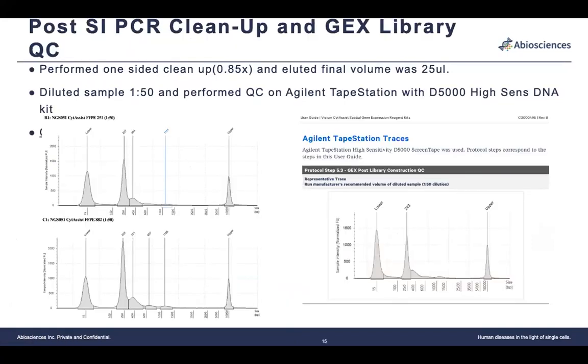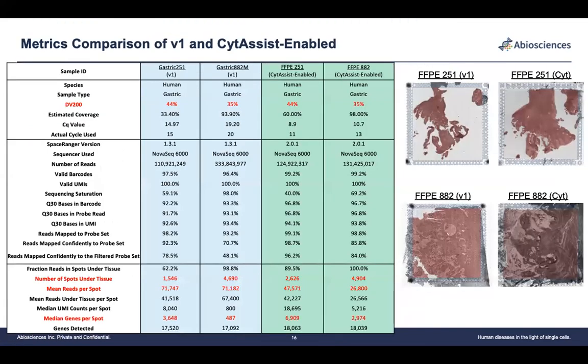Here is the QC data that we have after the library construction. We have seen a single peak of the library after the workflow from these 2 tissues. And I'm going to quickly show you the results where we compare the V1 and the Cytosis. In the V1 version, we also have done these 2 tissues, shown with the data on the left, in blue. And then the Cytosis data on the right is highlighted with green.